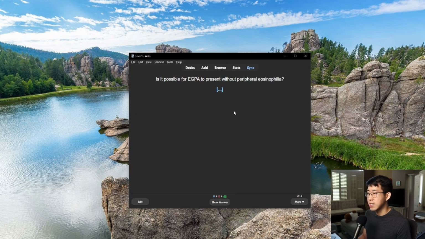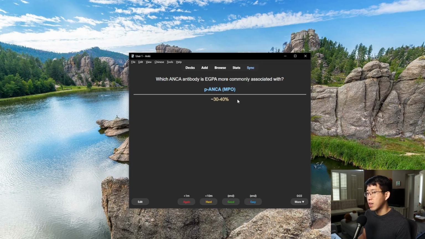Is it possible for EGPA to present without peripheral eosinophilia? The answer is yes. So even though it's eosinophilic granulomatosis with polyangiitis, you do not necessarily need to see peripheral eosinophilia for the diagnosis. Which ANCA antibody is EGPA more commonly associated with? That's going to be MPO, and that's going to be present in about 30 to 40% of cases.